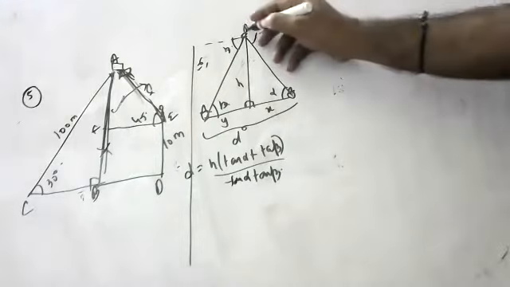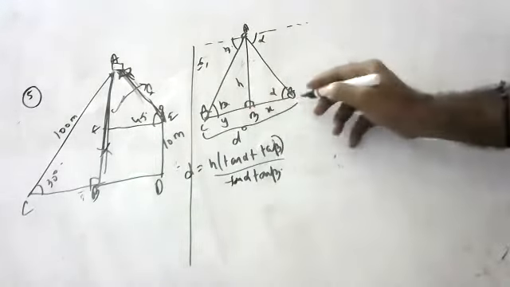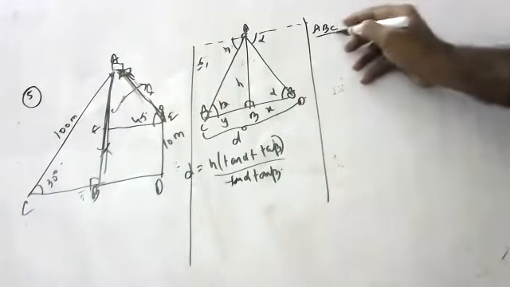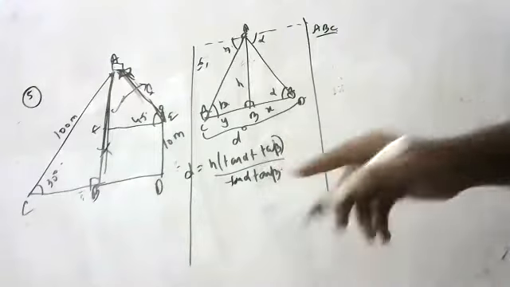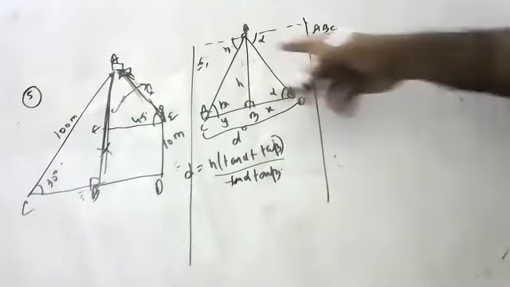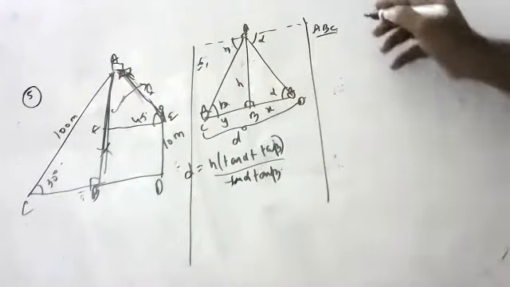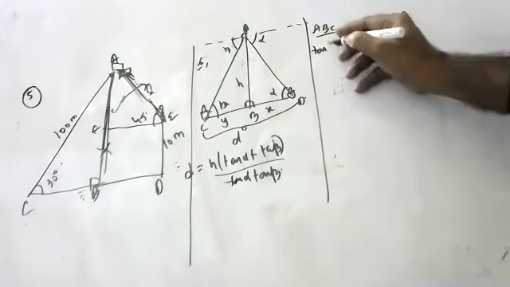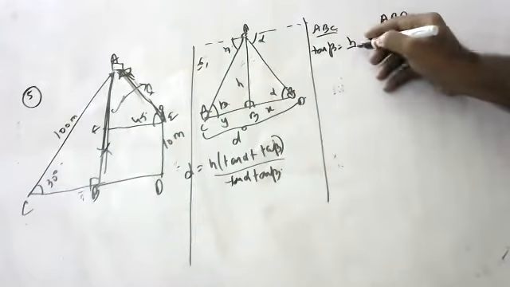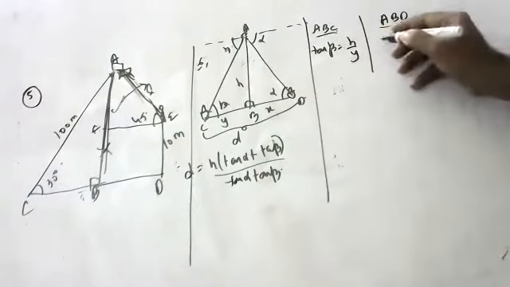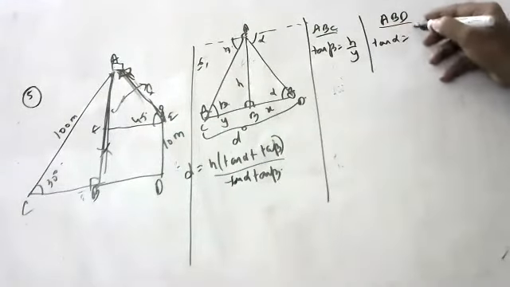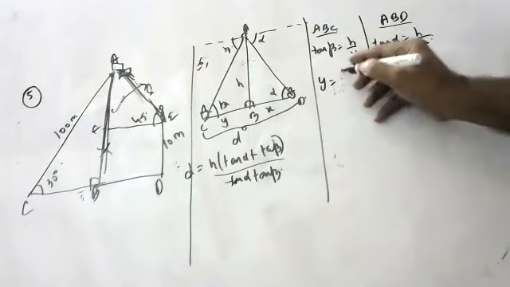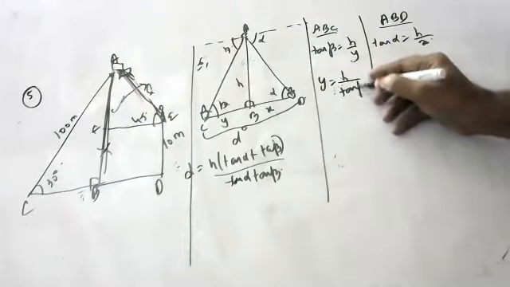Okay, who will tell, children? Anyone? Tell me. ABC first. Tan alpha, tan beta. First is ABC, next ABD. So tan beta is equal to H by Y, and tan alpha is equal to H by X. So Y is equal to h by tan beta.